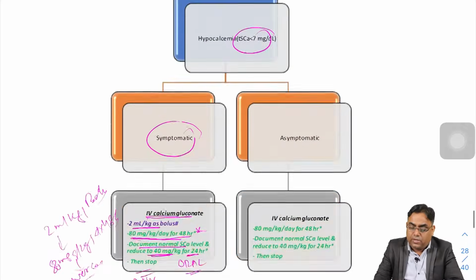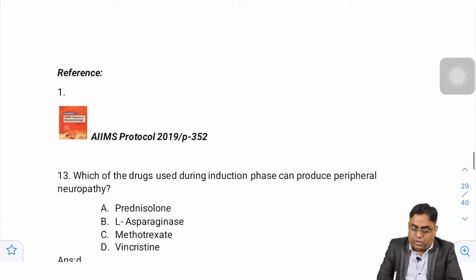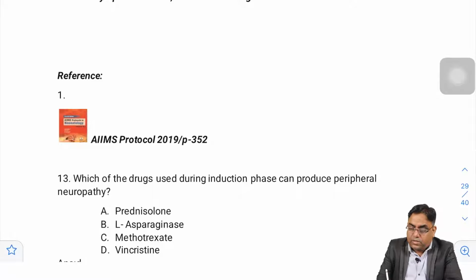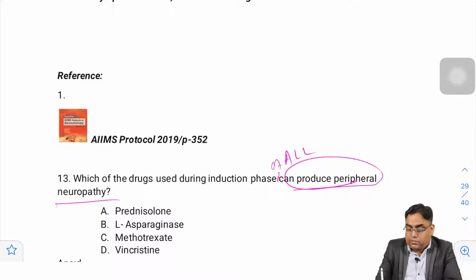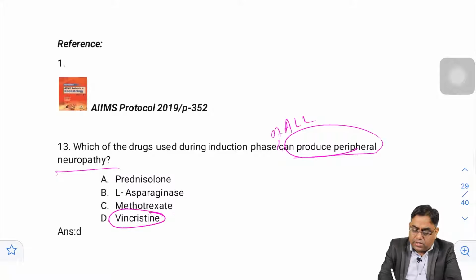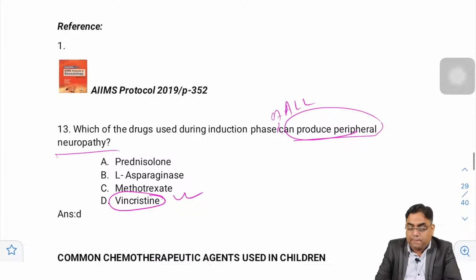Give oral calcium. Now, which drug used during the induction phase can produce peripheral neuropathy? The induction phase of ALL, leading to peripheral neuropathy. The answer will be D. Vincristine leads to peripheral neuropathy.